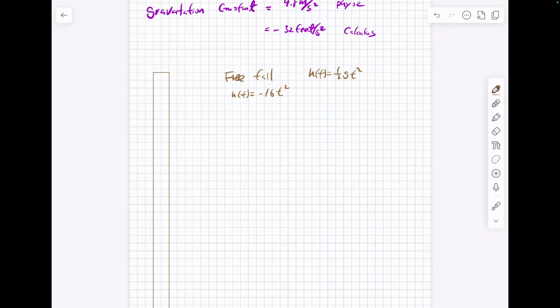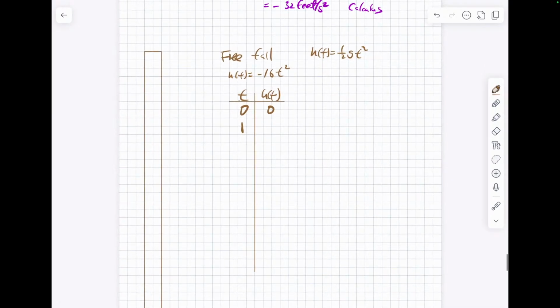What does that mean? That means if I were to do a t chart here, this is t, and this is h of t. If it's 0 seconds, it's going to fall exactly 0 feet. Duh, that's before you drop the ball, right? Now what if you drop a ball for 1 second? How far is it going to fall? 16, or 4.9 meters. This is falling 16 feet.